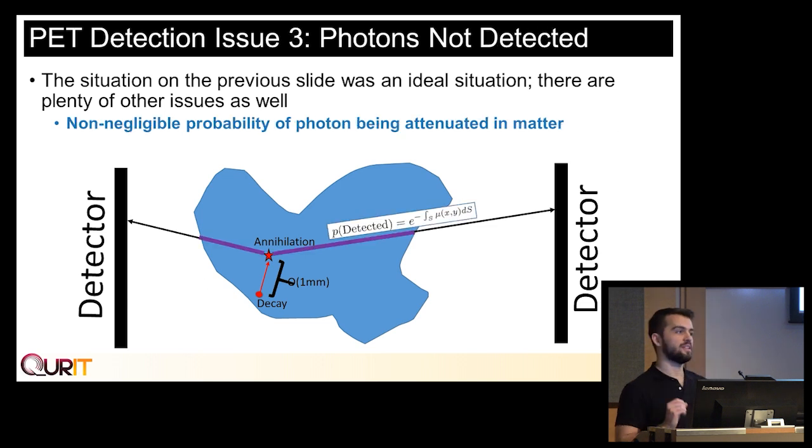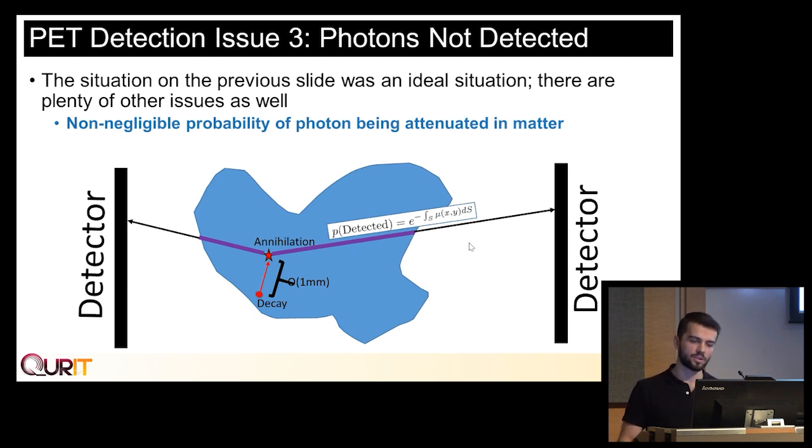The final issue, and the one I'm going to deal with in this presentation, is attenuation. There's a non-negligible probability that the photon will be attenuated in matter. I have these purple lines here, and the blue is supposed to represent matter. The probability that both photons are detected is equal to this expression: e to the negative integral of mu, the attenuation coefficient, over all space along this entire purple line.